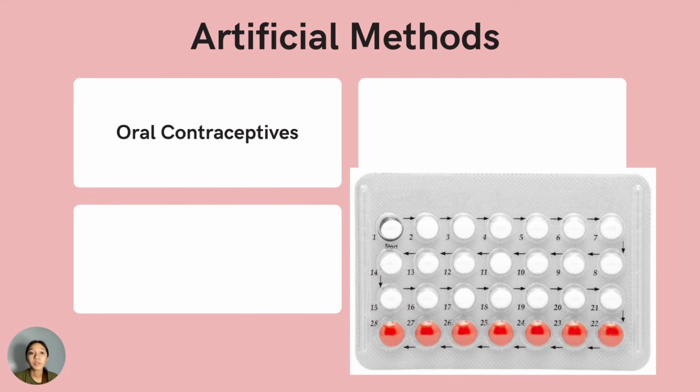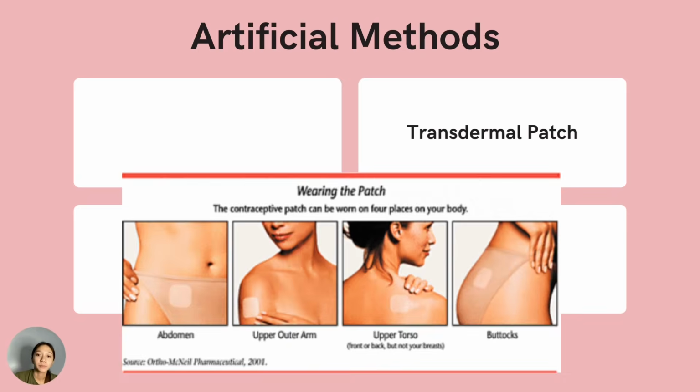So, side effects of these oral contraceptives are nausea, vomiting, weight gain, headache, breast tenderness, breakthrough bleeding, vaginal infections, mild hypertension, and depression. Okay, next artificial method is the transdermal patch. Okay, I have an example here, a picture. So transdermal patch has a combination of both estrogen and progesterone in the form of a patch. So as you can see, the square one, that is the patch.